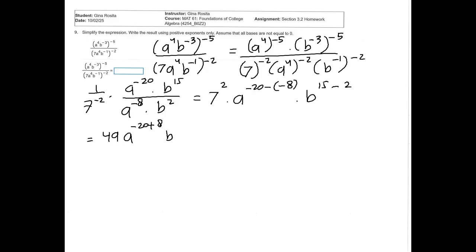Did I make a mistake here? Oh no, 13, yeah? Okay, just make sure I didn't make a mistake. So now equals 49a, negative 20 plus 8 is negative 12, times b to the 13. And you just flip it, this one, yeah? So the answer is 49 b to the 13 over a to the 12. Okay.